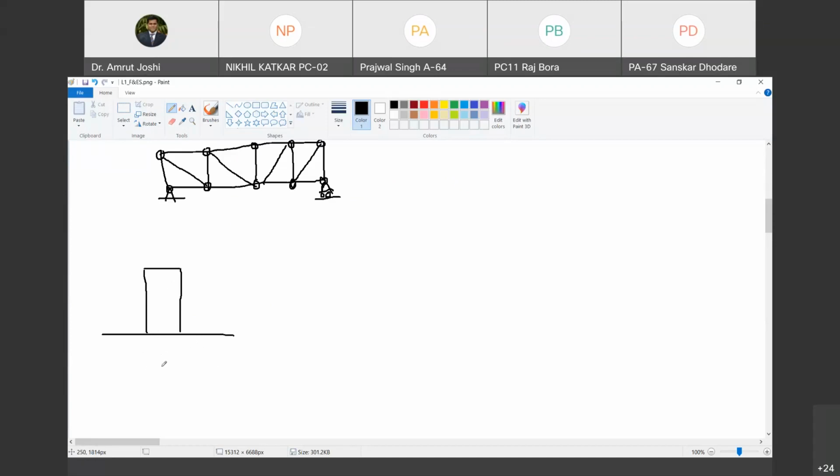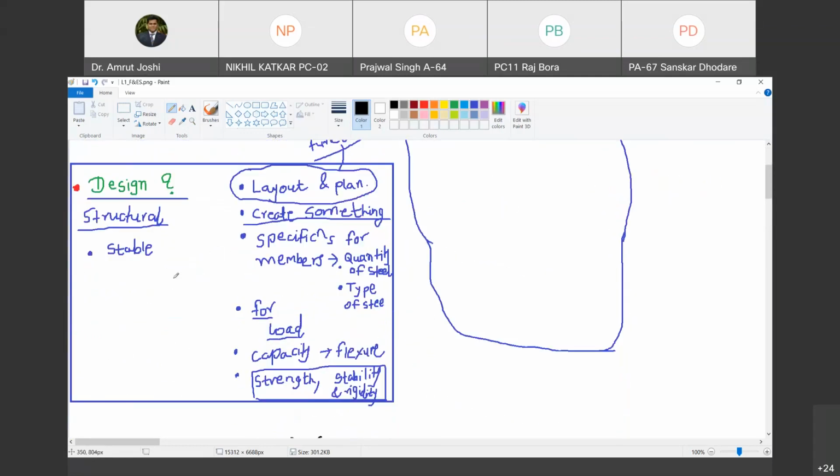Why did it lose its stability? Because this liquefaction was not taken into consideration while designing the foundations. Are you with me? Yes, sir. So therefore, the first and foremost task in the hands of the structural designer is to make the structure stable. Are you with me? Chalo, ab aage chalte. What is the next step?